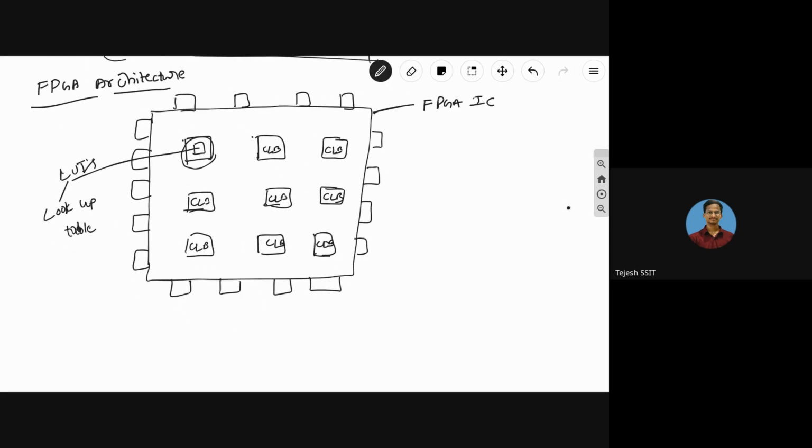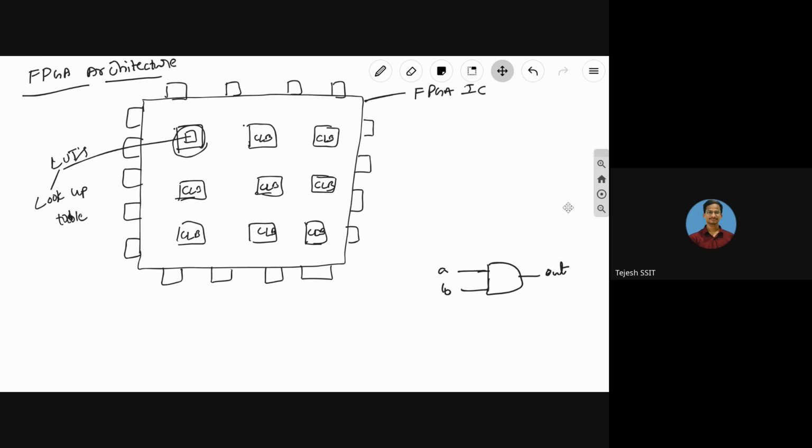Okay. Suppose we have an AND gate. What are the inputs? Just like we take at student level, A and B. The output is out. So what is the truth table for this? What are the results of this AND gate? I will draw this, and I will draw the internal architecture.